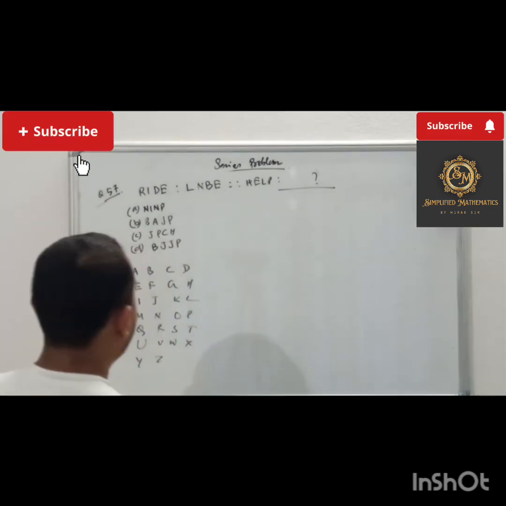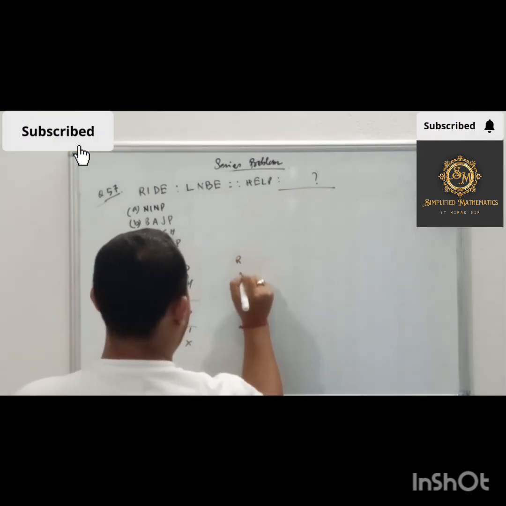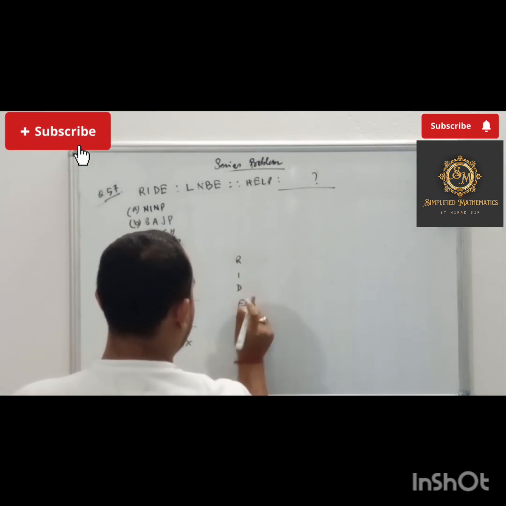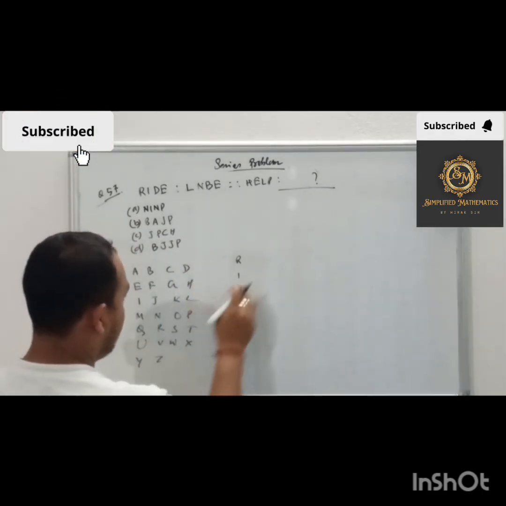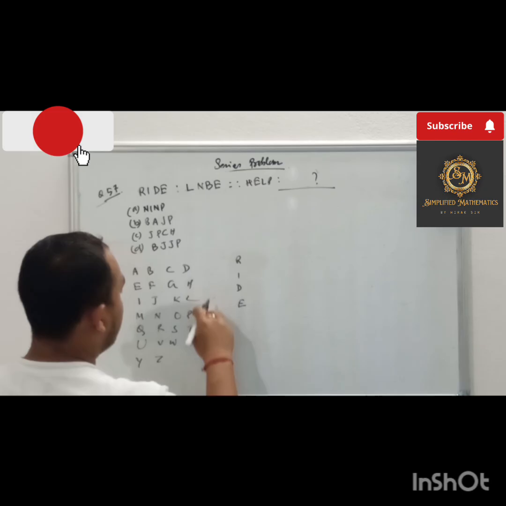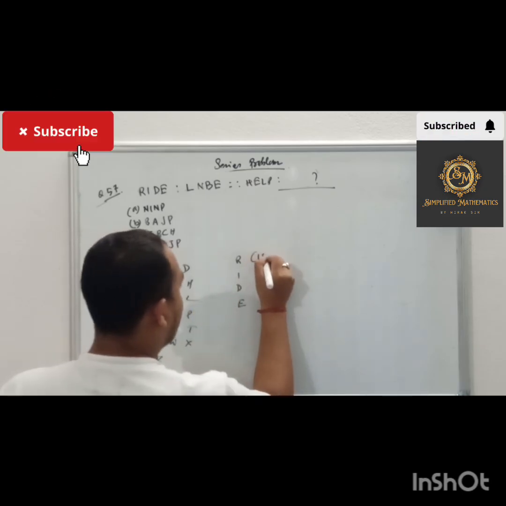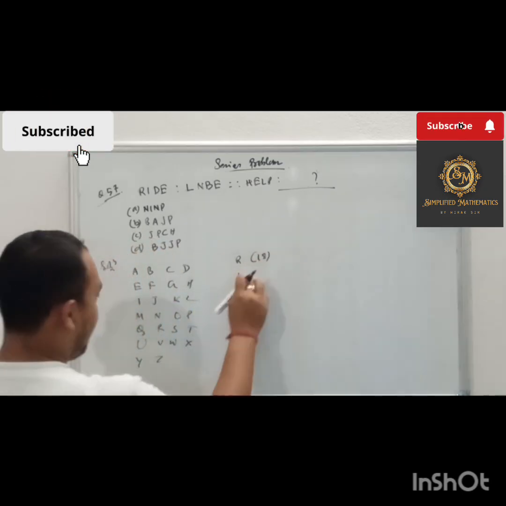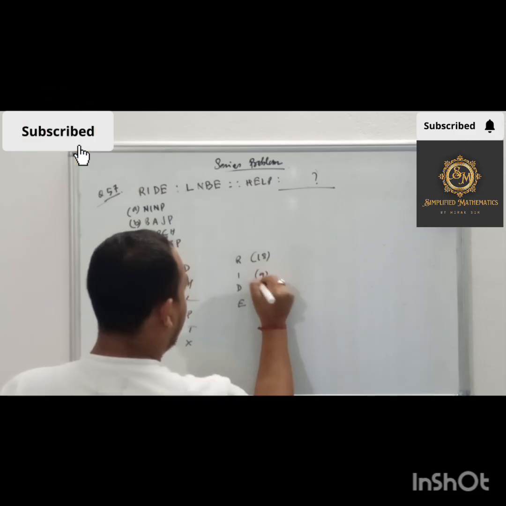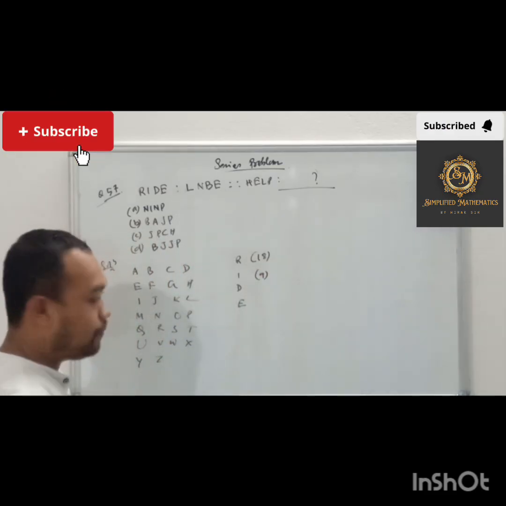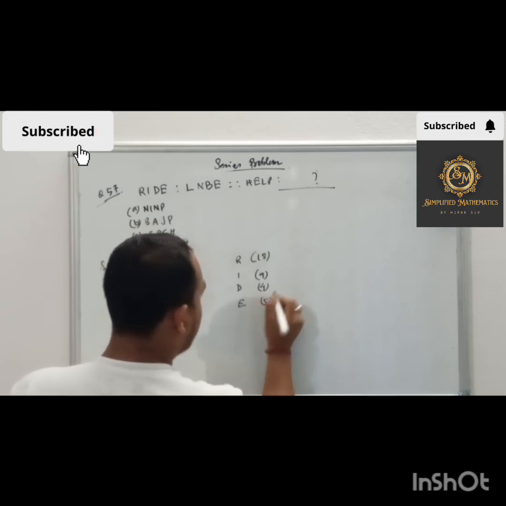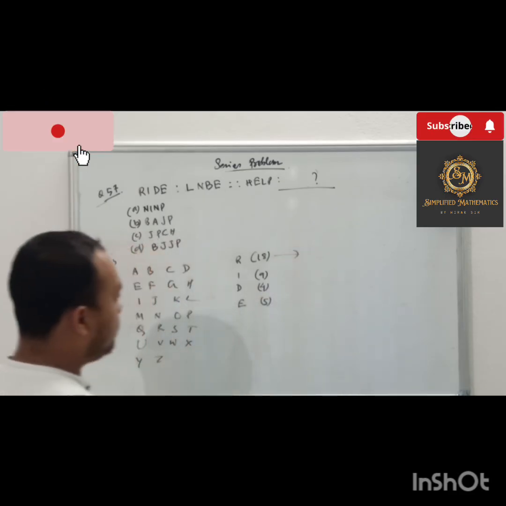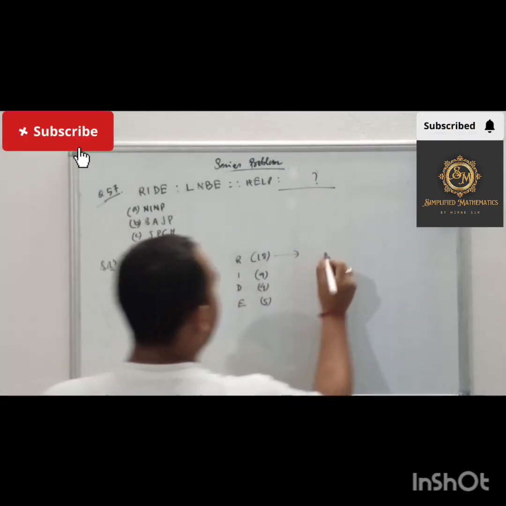Now you see the position of this RID. First of all, you try to find the position of these letters. R is in the 18th position, I is in the 9th position, D is in the 4th position, E is in the 5th position. Now these numbers are connected with L and B.